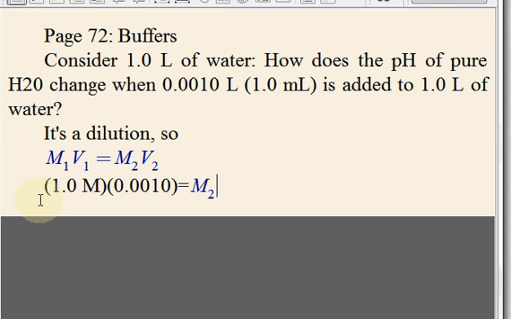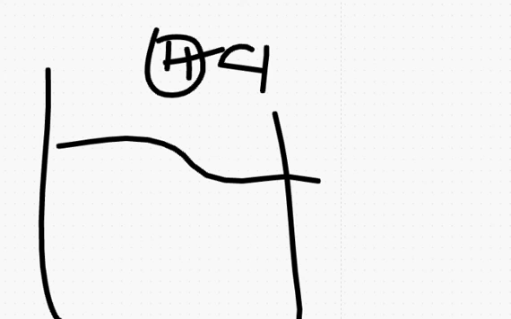Picture is, you have a beaker with water, of course, and then you put in this little bit of HCl, right? Which is much smaller than this. I know this picture probably isn't very helpful yet, but that is what's happening, right?